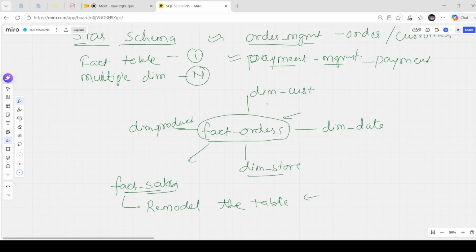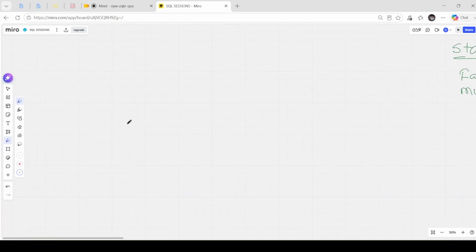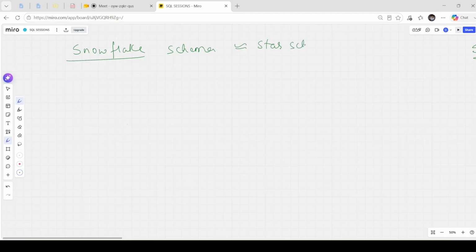Okay. Now, similarly, we have two more, and the next one is called Snowflake. Snowflake schema is almost the same thing, but there is a difference. The difference is that it is exactly similar to star schema with further normalization. So it's like star schema plus normalization. Normalization means what? We have more dim tables.